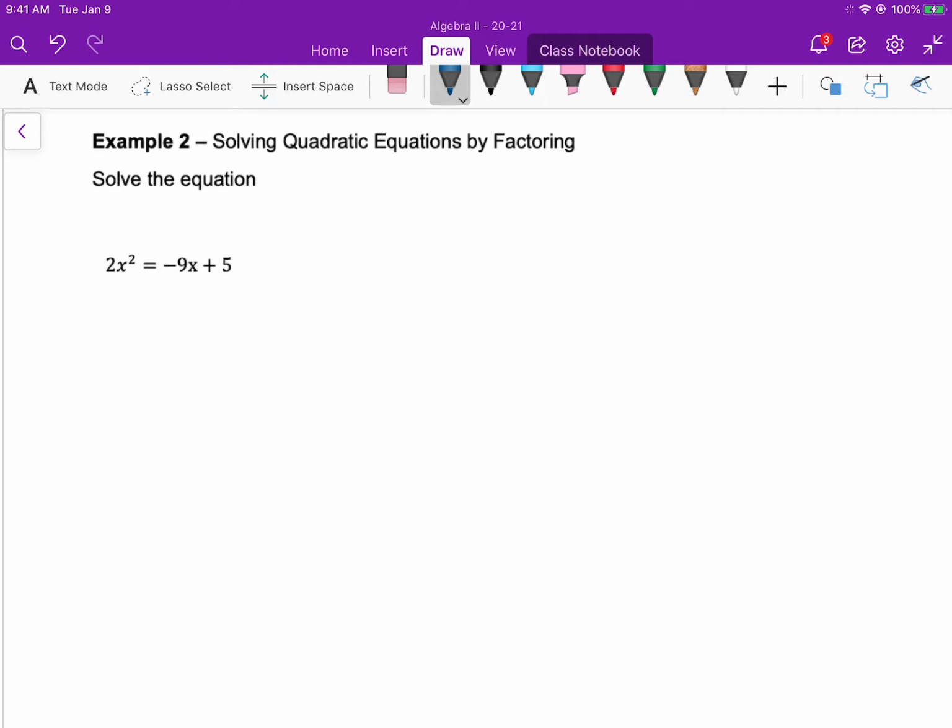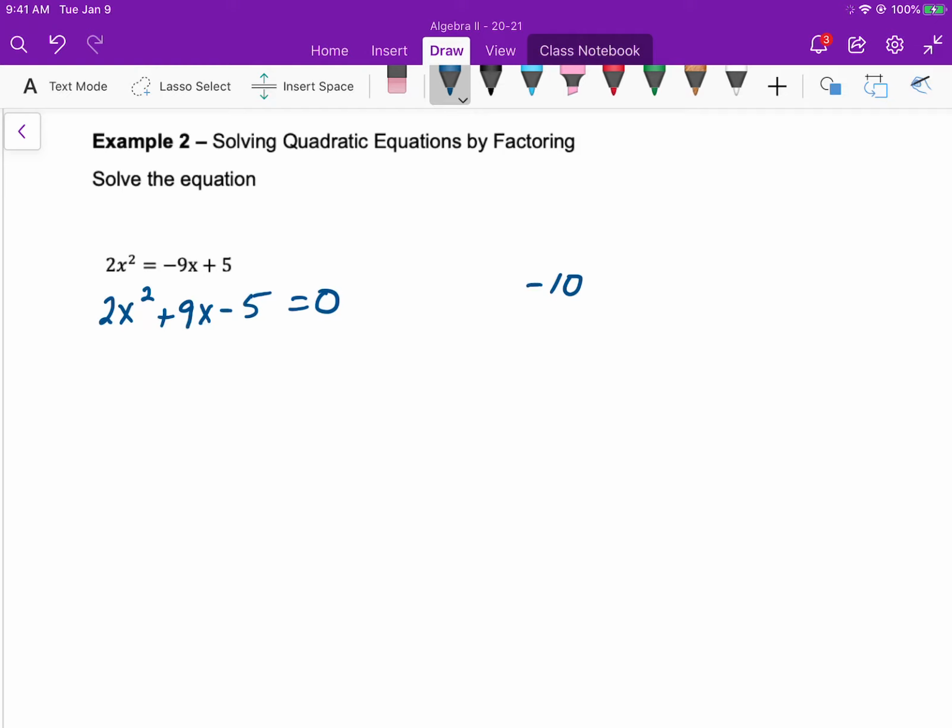Now for my next example, I want to solve this equation by factoring. The first thing I'm noticing is that it's not equal to 0. So I want to make sure it is equal to 0. I'm going to rewrite my equation as 2x squared plus 9x minus 5 equals 0. Now I'm going to factor by grouping. I'm going to multiply a times c and come up with -10. And I'm going to first list my factors of -10.